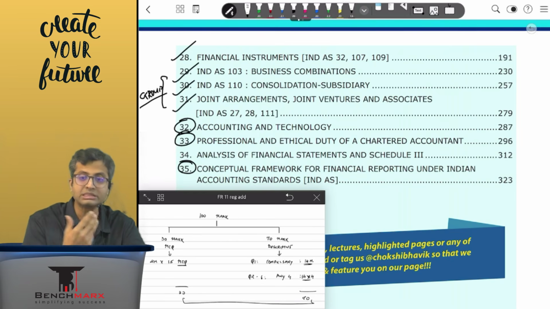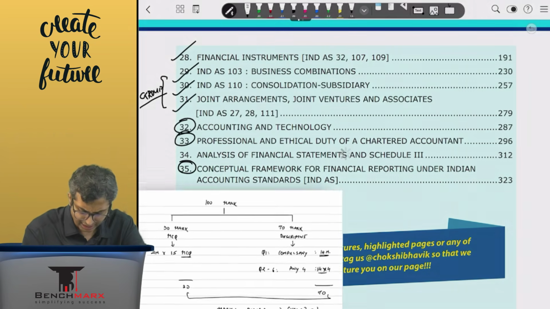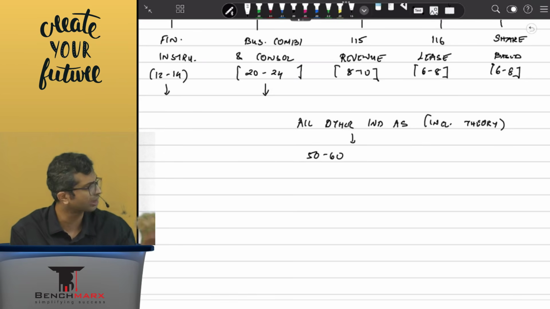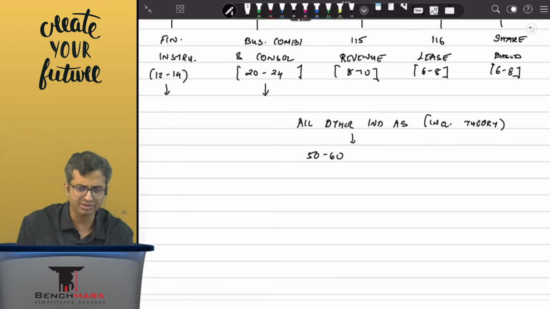And everything else is going to go into your Ind AS. So all other Ind AS, including theory, will go for another 50 to 60 marks. So approximately, at the top, if you total, it is around 50 to 60 marks. So half weightage exactly: Volume 2 half weightage, Volume 1 half weightage. Volume 2 has the 6 big chapters. Volume 1 has all the other chapters, but they will be small chapters.